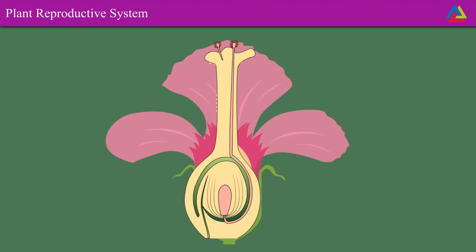The swollen bottom part is the ovary. The middle elongated part is the style and the terminal part, which may be sticky, is the stigma. The ovary contains ovules and each ovule has an egg cell. The male germ cell produced by pollen grain fuses with the female gamete present in the ovule. The pollen needs to be transferred from the stamen to the stigma.